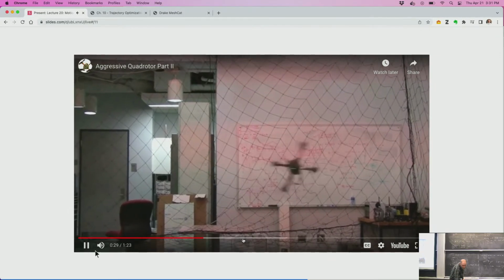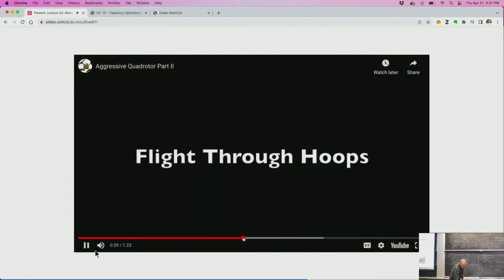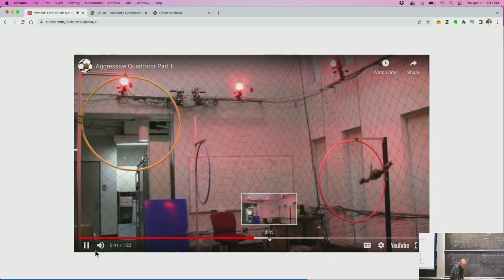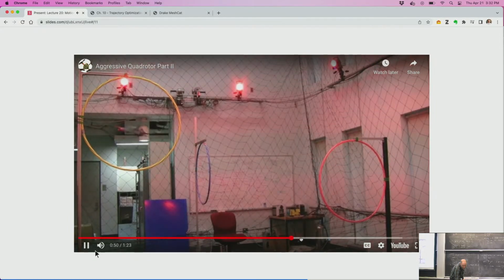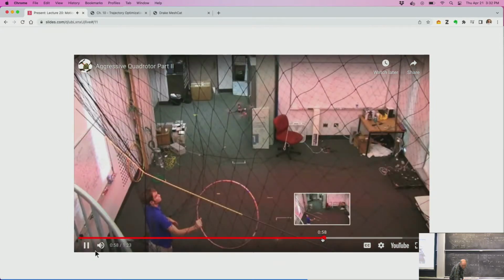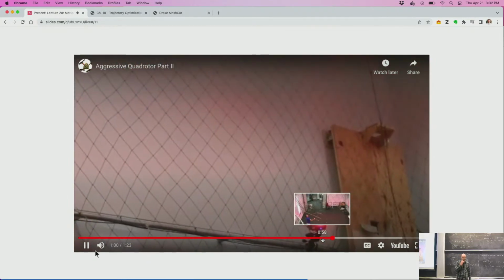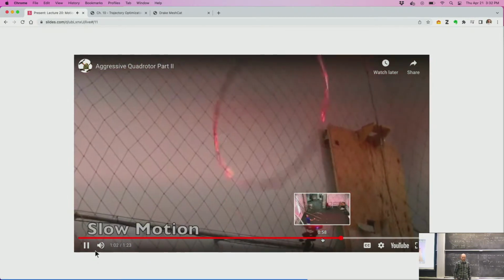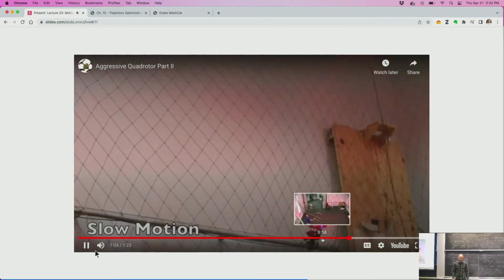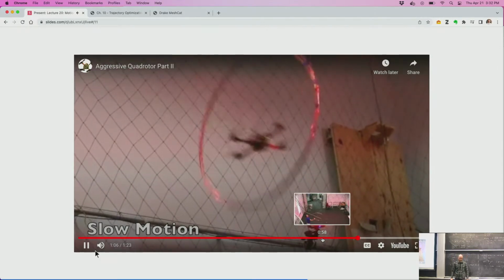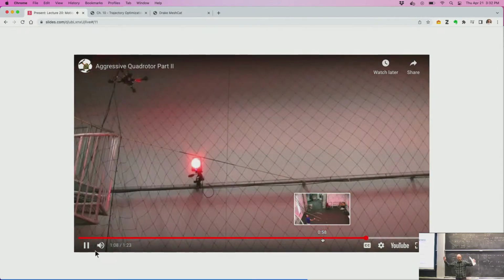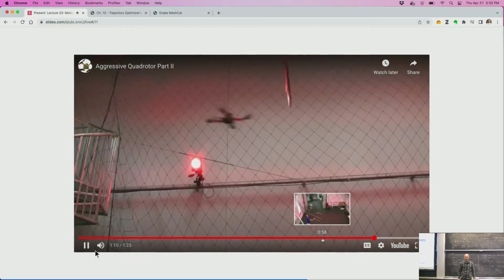That's pretty good, right? Yeah. So they can solve the planning problem so fast that they can just throw the hula hoop up. It's in motion capture, so they're tracking the hula hoop, plan a trajectory on the fly, and dart through the hula hoop. It's pretty good.